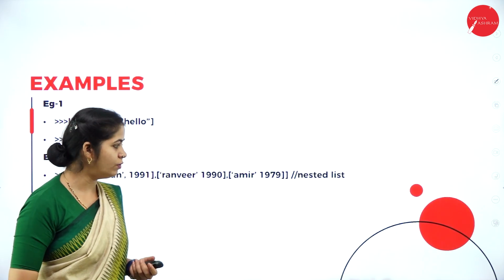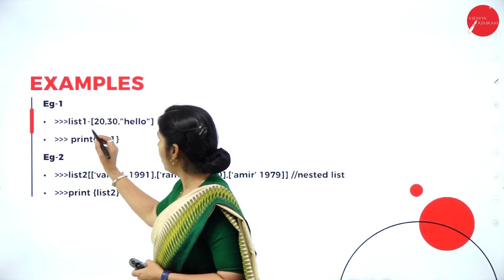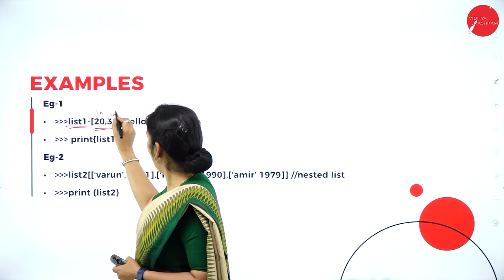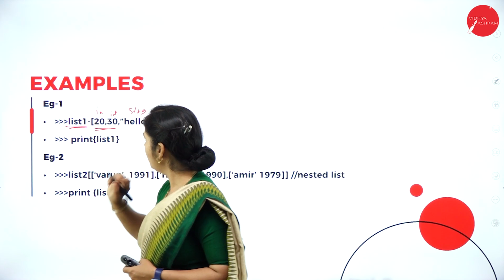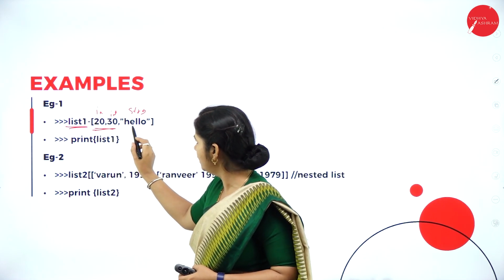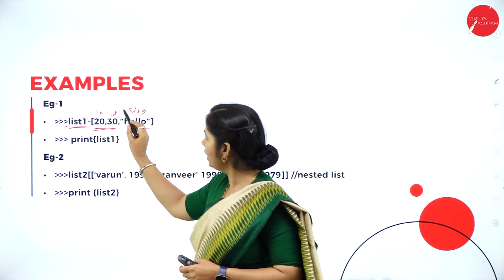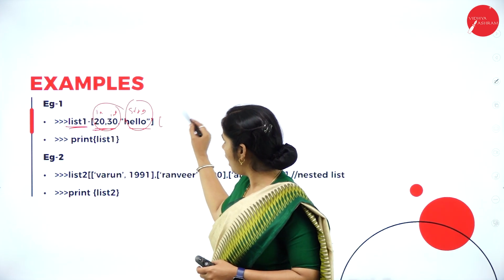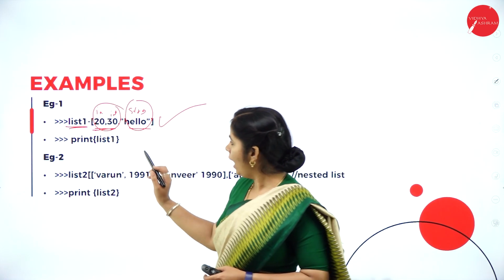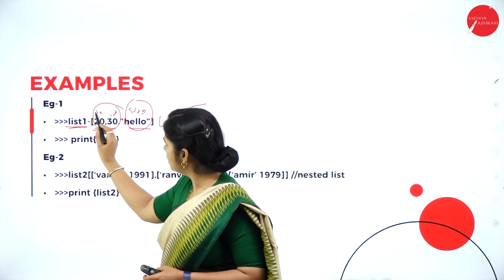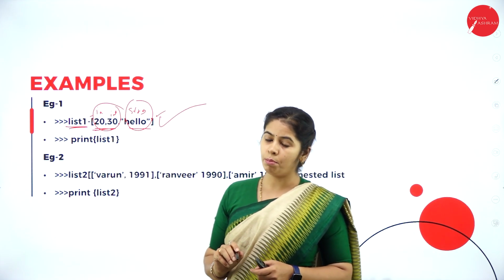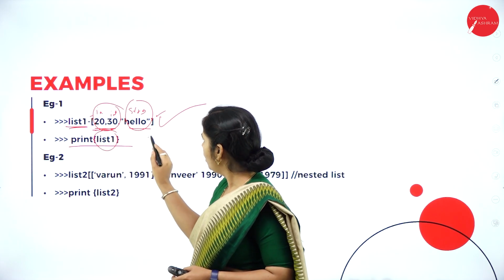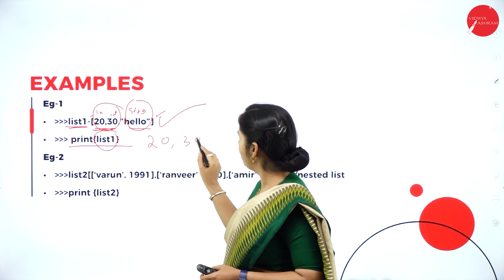Let's see the examples for this list. Example 1, what I am giving here is a list of integer and string. What will it print? It will print 20, 30 and hello itself. We are combining the integer value with the character string value. It is allowed in Python. And how are we representing the list? We are representing the list using the square braces. So print list 1 will print 20, 30 and hello.